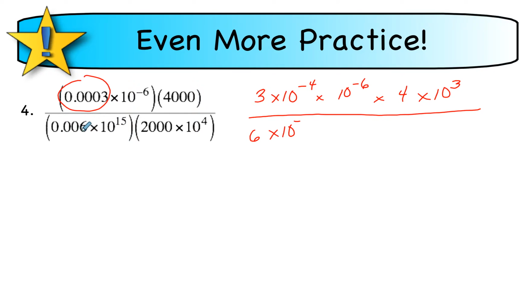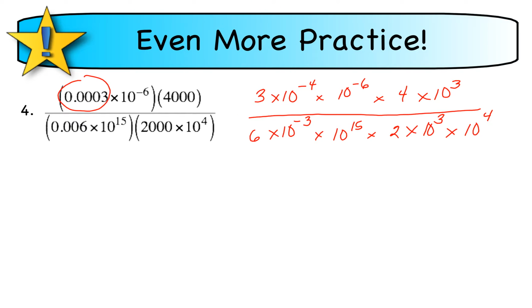How many places did I move it? I moved it 3 places. And then we have times 10 to the 15th. And 2000 is 2 times 10 to the 3rd. Okay, and then we also have a times 10 to the 4th out here. Well, we have a whole bunch of stuff going on here. Let's get our powers of 10 together and then our whole numbers together and see what comes out of this.